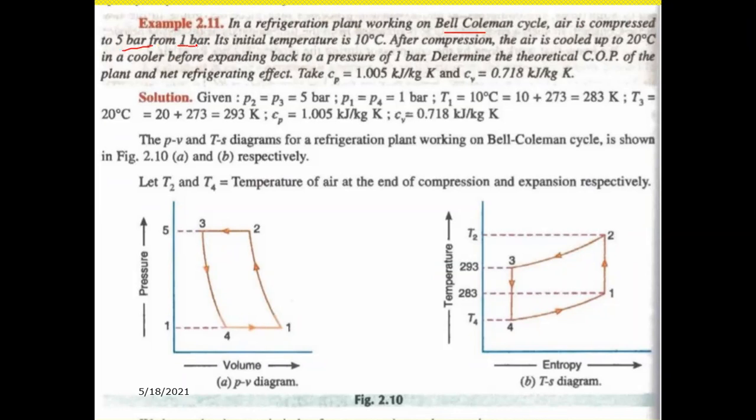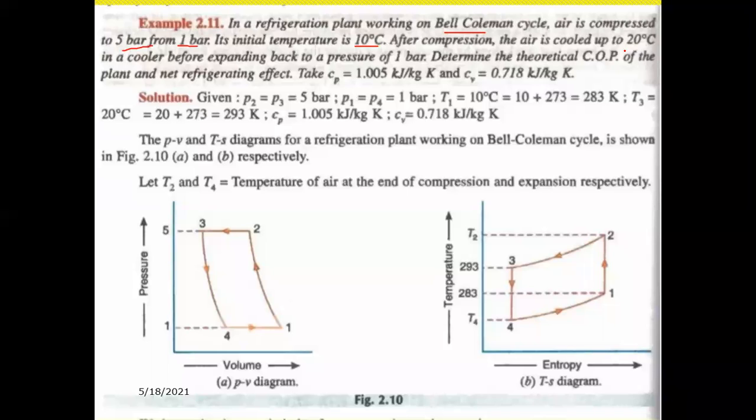So temperature changes from T2 to T1, right? The air is compressed from 1 bar to 5 bar. Its initial temperature is 10 degrees centigrade. So what is the initial temperature? T1 is 10 degrees centigrade. The pressure is compressed from 1 bar to 5 bar. So isentropic compression, this one, right? After compression, the air is cooled up to 20 degrees centigrade.